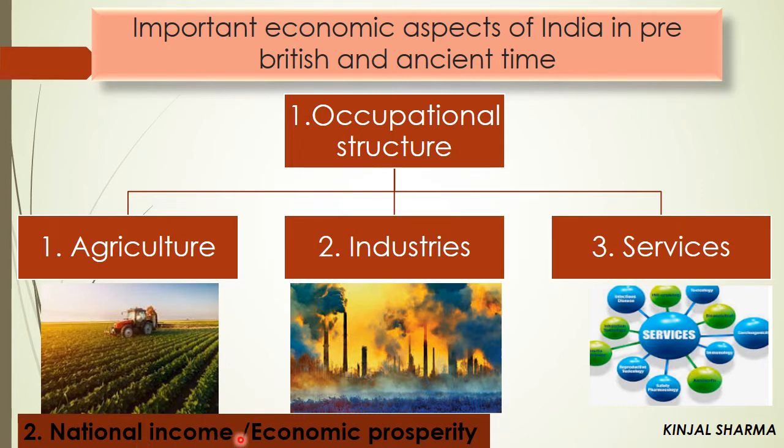Second comes national income or economic prosperity. India was extremely prosperous, with a share of 25% of the world's wealth during the Maurya dynasty. During this time, most regions of the geographical area of present India were under one rule.